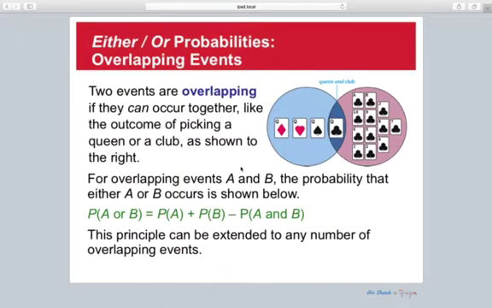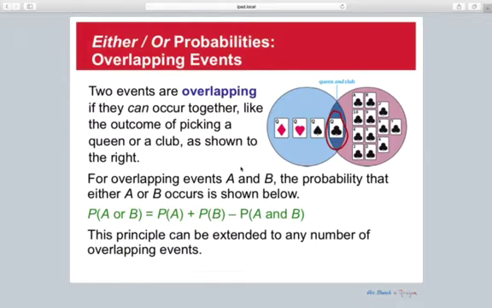All right, so what about events that are overlapping? They can occur at the same time, like picking a queen or a club in a deck of cards. Here we have all of our clubs. Here we have all of our queens, and we note that there is a queen that is also a club. So those two events, queens and clubs, do overlap with one card.